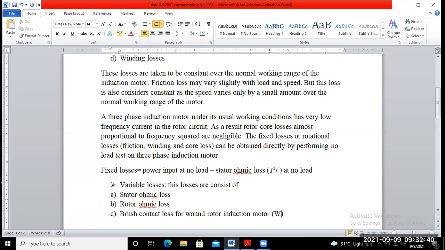That means wound rotor can be represented in short form as WRIM, wound rotor induction motor only. That means this loss does not take place in the squirrel cage type induction motor. So brushes exist only in the wound rotor induction motor. That's why we consider the brush contact loss for the wound rotor induction motor.